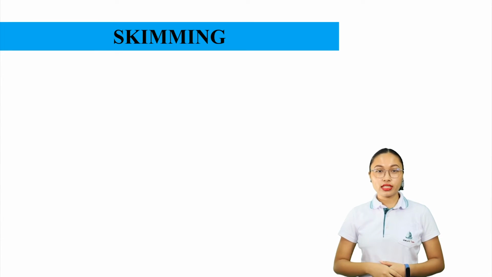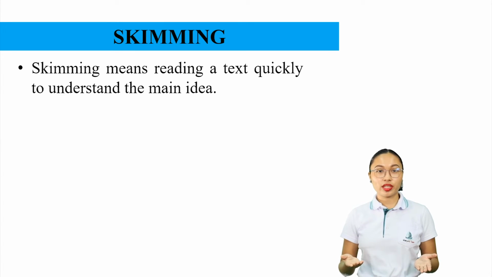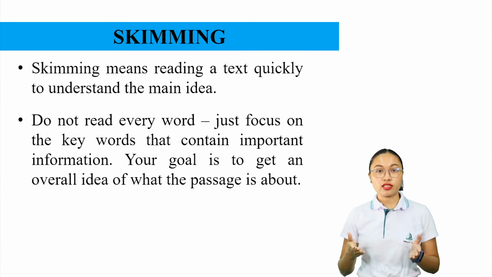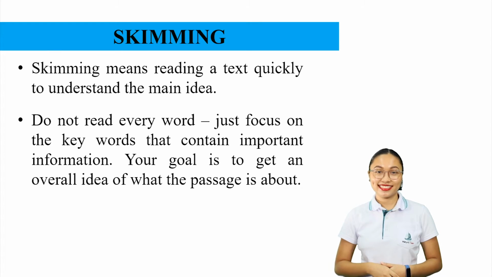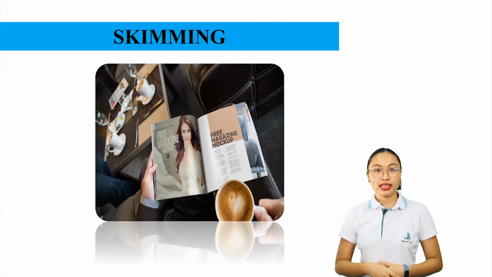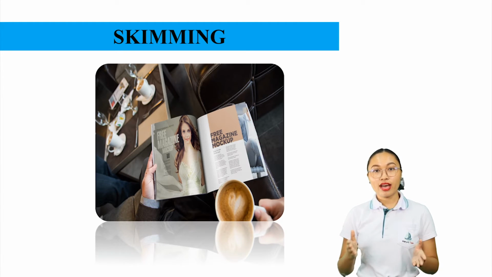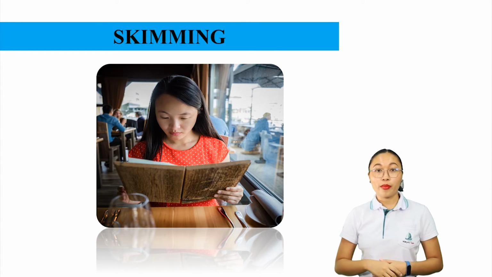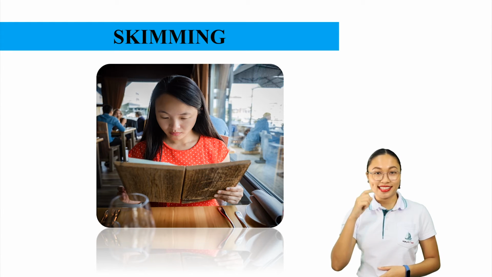First, what is skimming? Skimming means reading a text quickly to understand the main idea. Don't read every word. Just focus on the keywords that contain important information. Your goal is to get an overall idea of what the passage is about. For example, when you quickly look through a magazine to see what's inside and have an idea about what it is about, or when you look through a menu in a restaurant to choose what to eat, you are skimming.